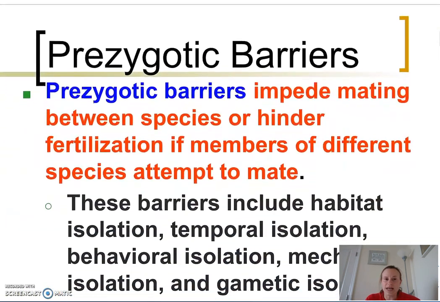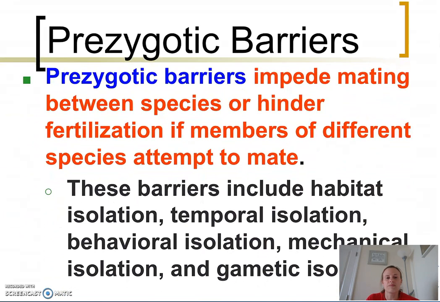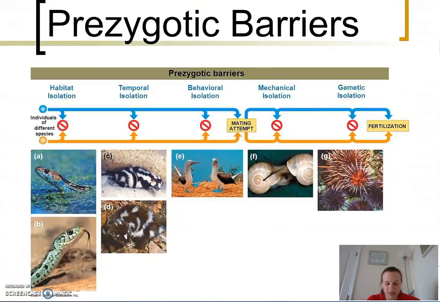Prezygotic barriers are exactly what that word seems like. It's preventing or being a barrier to fertilization before the zygote actually forms. So it's impeding mating between different species, or hindering fertilization if those members of the different species attempt to mate. And there are 5 different types of prezygotic barriers.